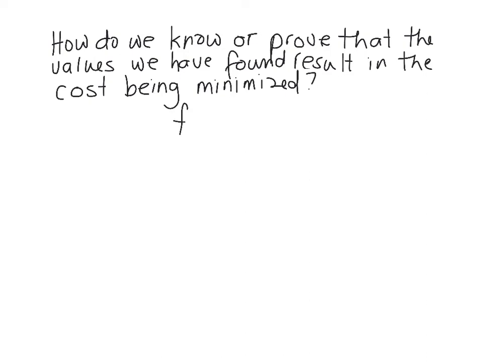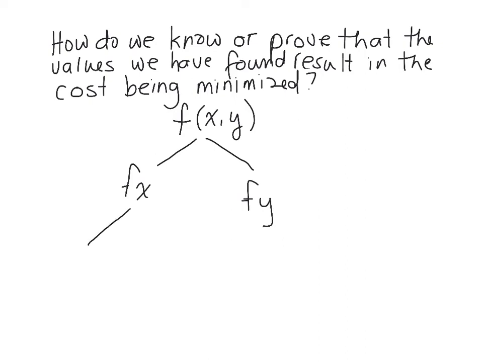So if we have a function with two variables, we can find the derivative with respect to x, and we can find the derivative with respect to y. We just did that. Then we can find second derivatives with respect to x or with respect to y of the first derivative with respect to x.